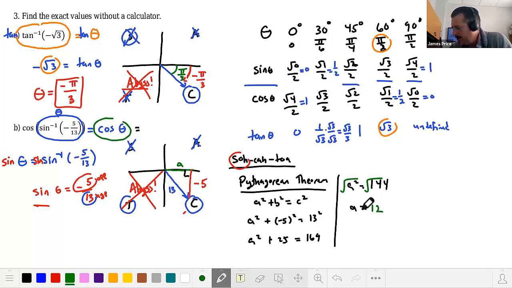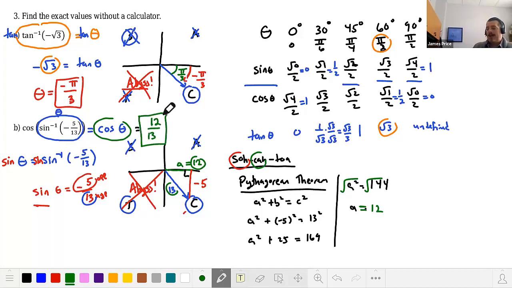And you can use your calculator to find square roots or squares if you want to. That's allowed on the exam. So make sure you show your work. And so a is equal to 12. And now I got it. So to find the cosine of theta, I use the CA, which is the adjacent over the hypotenuse. So it should be 12/13.